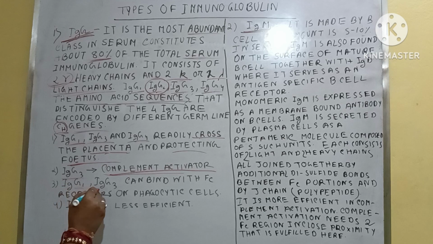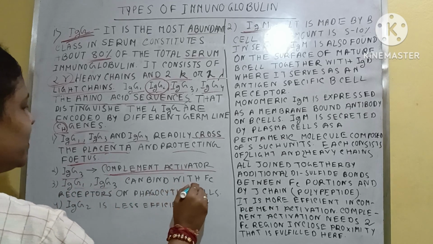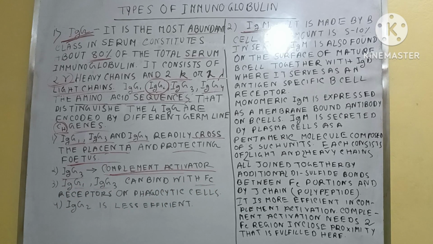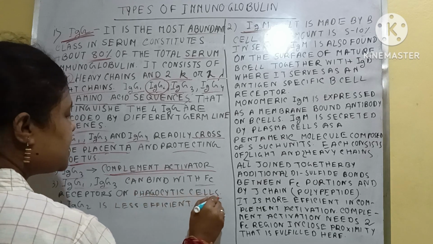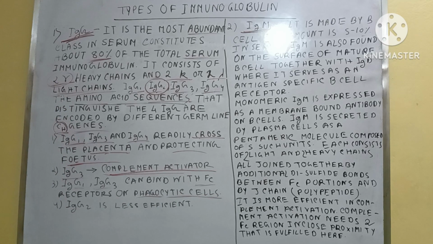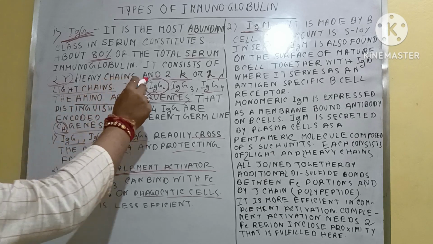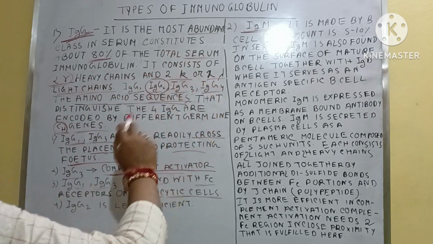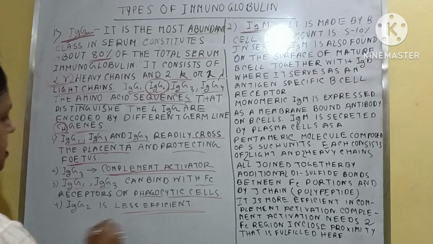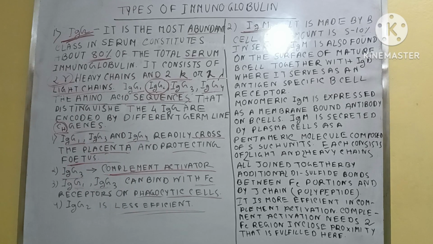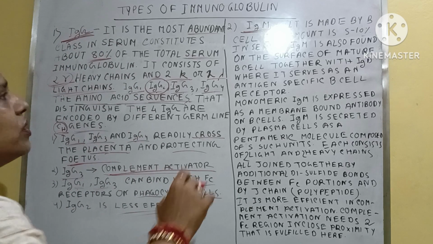And IgG1 and G3 can bind with the Fc receptors of the Fc region of phagocytic cells. Then what can bind with the Fc receptors? IgG1 and IgG3. So here the most important are IgG1, G3 and G4. G2 is less efficient. Clear? So this is the IgG molecule. The second one is the IgM molecule.